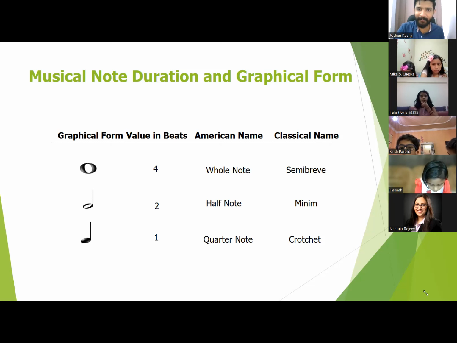Zoom user, who is Zoom user? If you can please put your name, it will be great. Yeah, please turn your cameras on so I can see you. It's difficult to teach a blank screen. Please turn your cameras on.